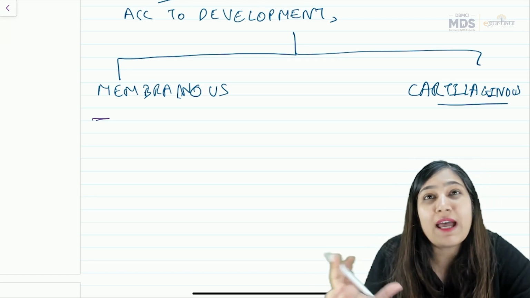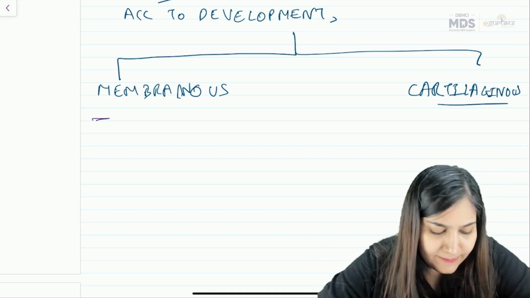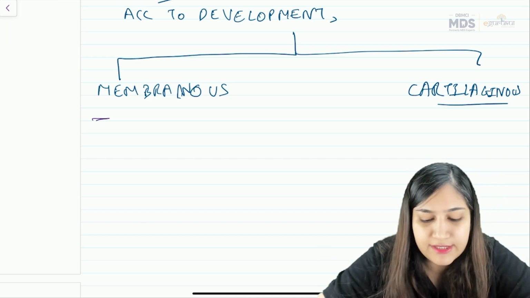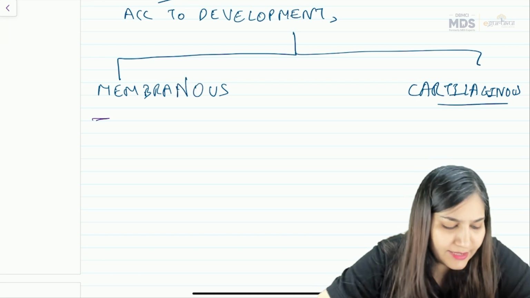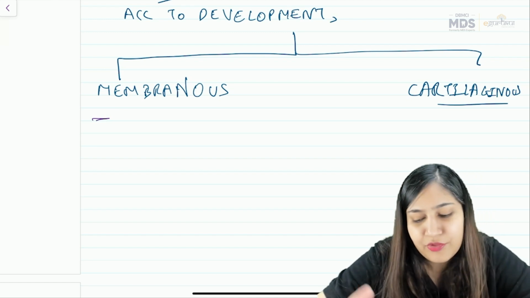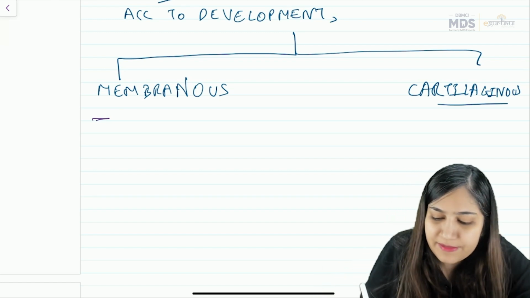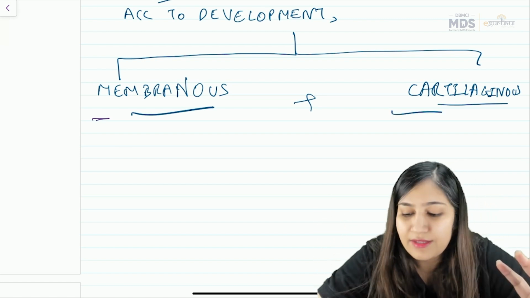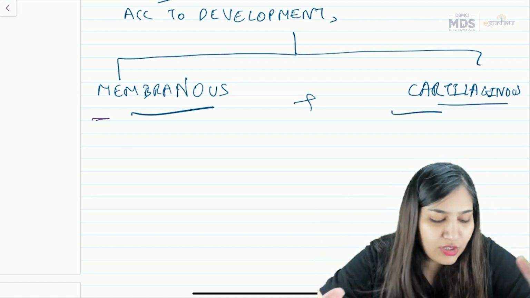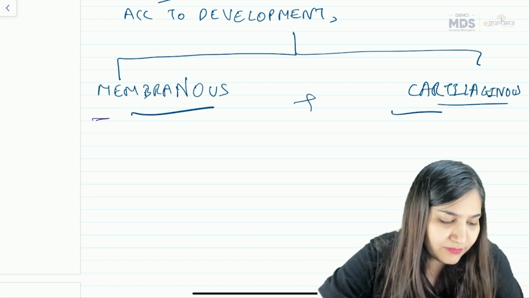Some bones are membranocartilaginous, such as our mandible. Membranous, from the word itself, we can say that it develops directly from our embryonic connective tissue, ectomesenchyme. Cartilaginous is from preformed cartilage, and sometimes we have bones that are a combination of both. Mandible is an example of membranocartilaginous bone.